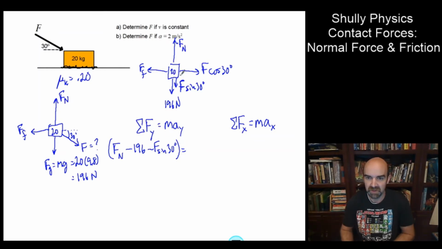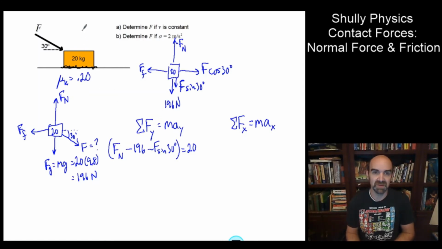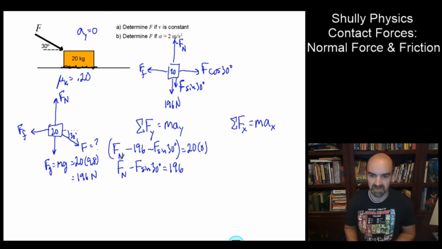Now this is a 20 kilogram block, so there's the mass. And is A in the Y direction what we're looking for? No, we actually already know it. If there's a downward push and the floor is completely supporting it, then the acceleration in the Y direction is 0. You don't have to worry about that. So there we go. And here we have normal force minus F sine 30, and I'm going to add 196 to both sides. So it just equals 196. It's just so we don't have an equal 0 on the other side. Just makes this a little smaller.